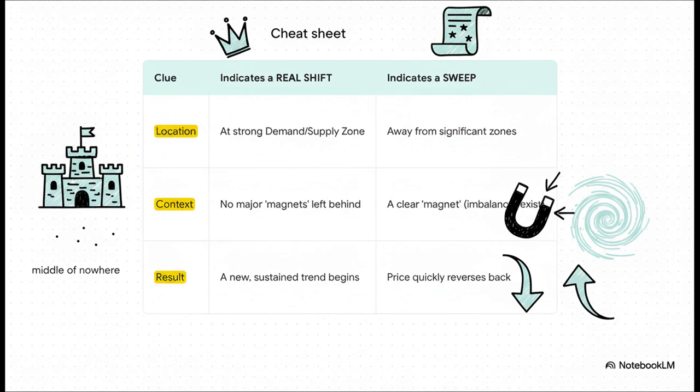First, location. Is the break happening at a strong demand or supply zone? If yes, it's probably a real shift. If it's out in the middle of nowhere, you should be suspicious. Second, context. Are there any big magnets like an imbalance left behind? If yes, the market probably wants to go there, which means the current break is just a sweep. And finally, the result. Does a whole new sustained trend kick off, or does the price just quickly snap back? If you ask yourself these three questions every time, you will get so much better at reading what the market is really trying to do.